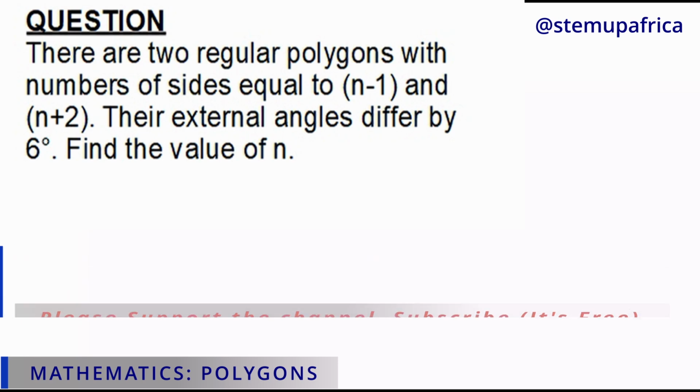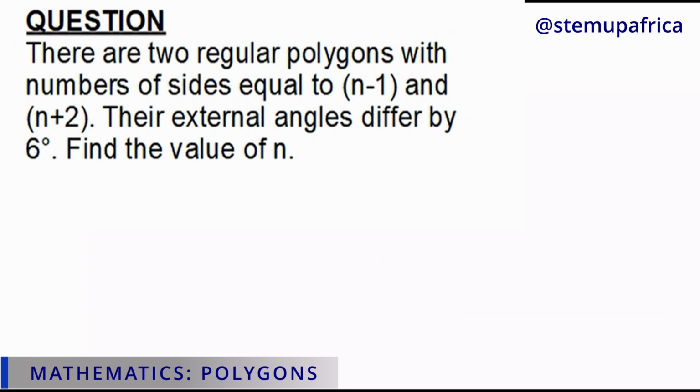There are two regular polygons with number of sides equal to n-1 and n+2. Their external angles differ by 6. The word differs in mathematics means minus sign. So we don't know what the polygons are. Let's classify them. Let's call the first polygon X, second polygon Y.